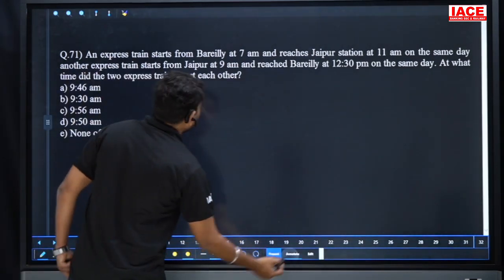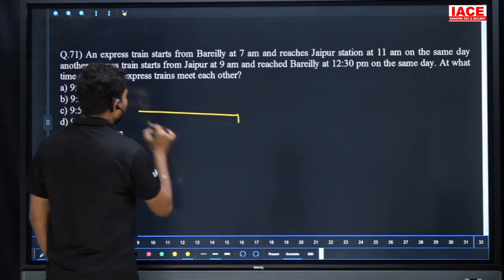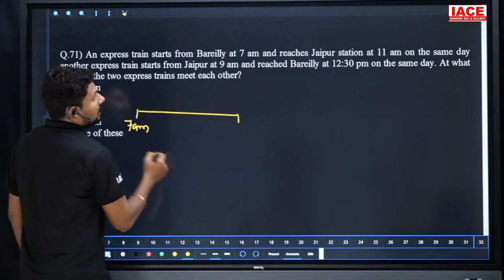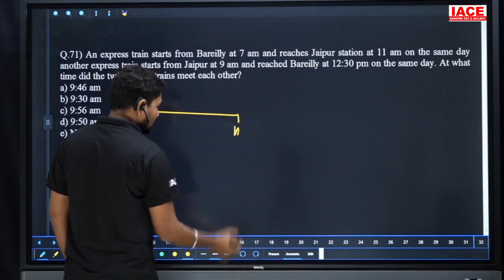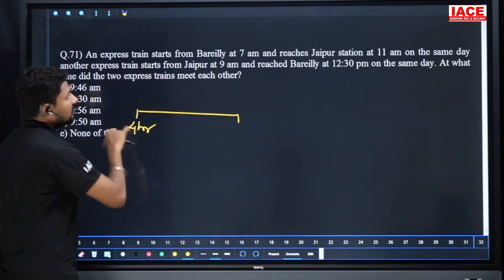An express train starts from Bareilly at 7 a.m. and ends at 11 a.m. That means its overall time taken is how many hours? 7 to 11 means how many hours of journey? 4 hours of journey from here to there.